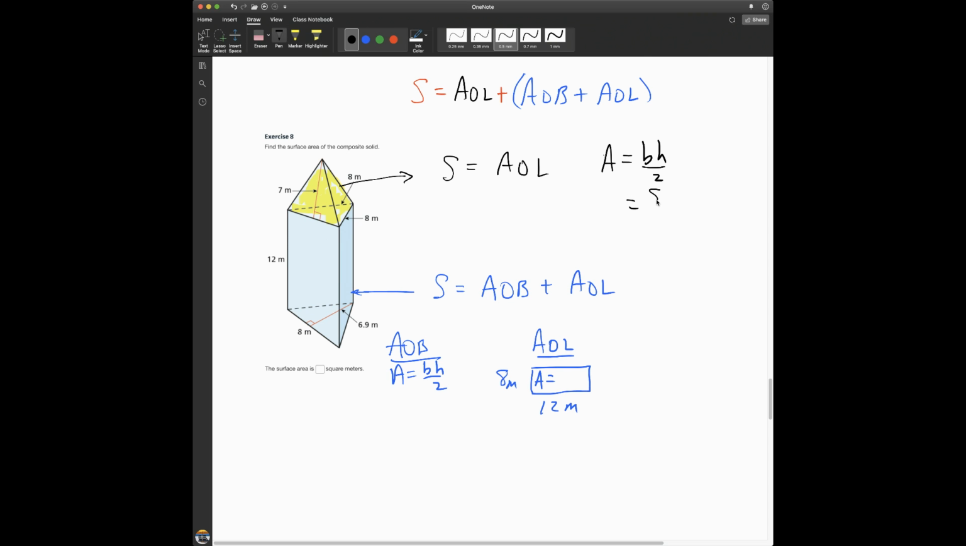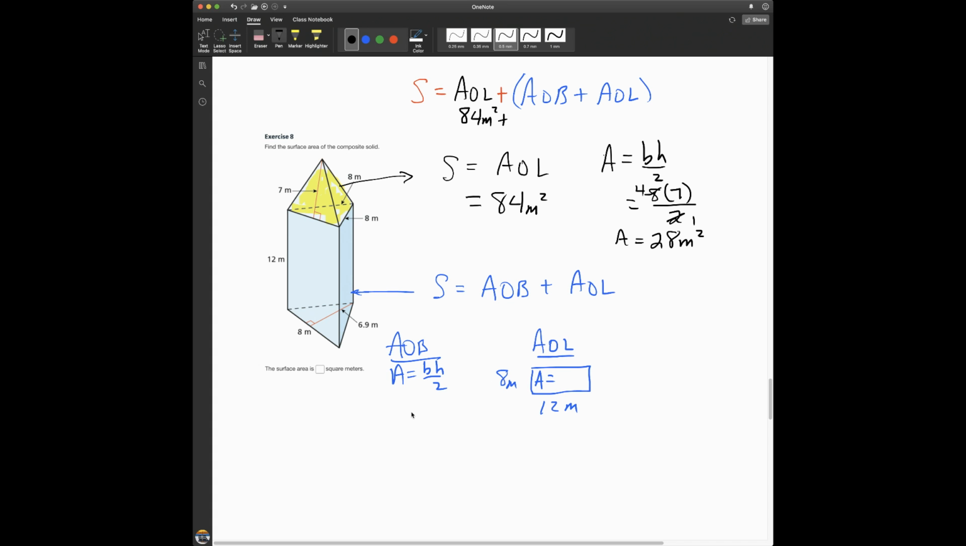So the base is 8, the slant height is 7 for one of those triangles, divided by 2. There's canceling that goes on here. And so the area of one triangle is 4 times 7, 28 meters squared. But I have 3 of those triangles. So 28 times 3 is 84 meters squared. So I figured out this part.